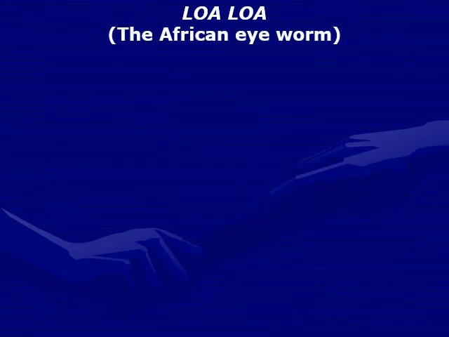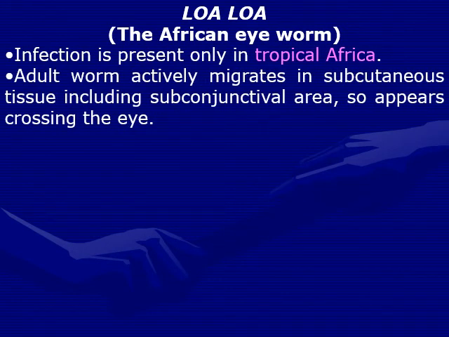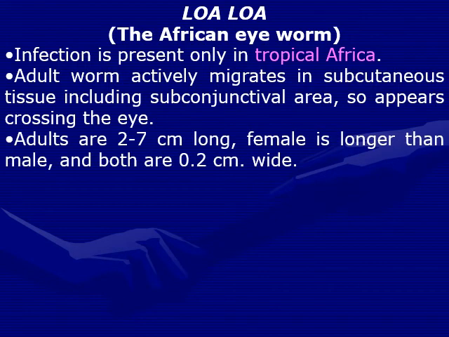Now we come to Loa loa, what we call the African eye worm. This is called so because it doesn't exist in the world except in tropical Africa. The infection by adult is very obscure because the adult usually migrates in the subcutaneous tissue, including subconjunctival area, so can appear crossing the eye or the nasal bridge. The adults are about 2 to 7 centimeters long and the female is longer than the male, and both are 0.2 centimeter in width.